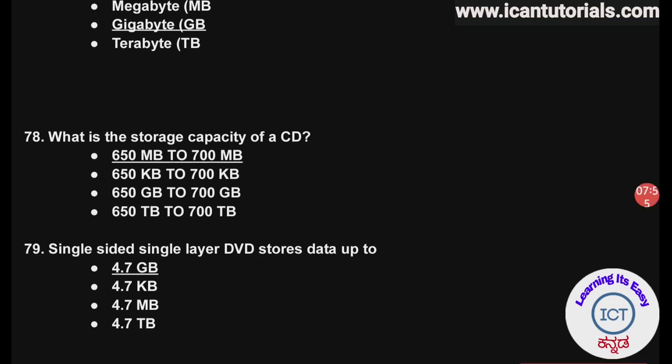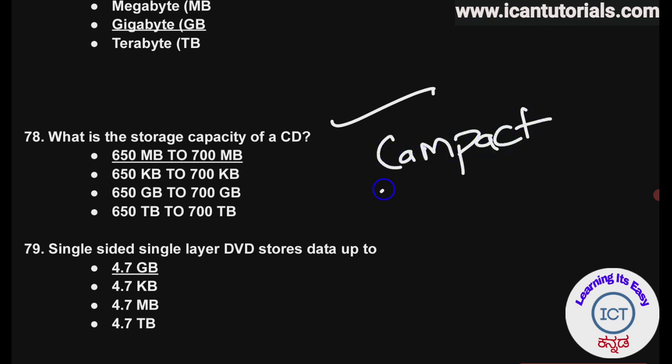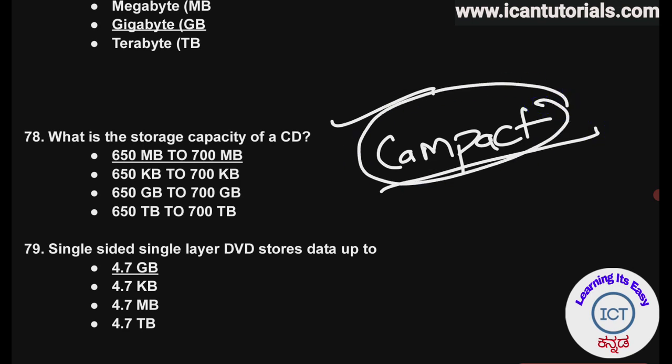Now let's understand the 78th question. What is the storage capacity of a CD? CD stands for compact disk. What is the storage capacity of a compact disk? It is 650 MB to 700 MB. The storage capacity of a compact disk is 650 megabytes to 700 megabytes.